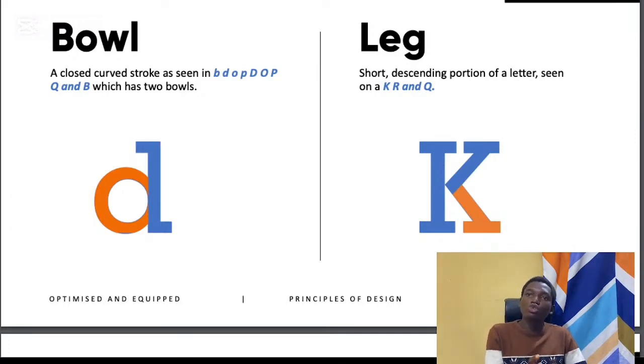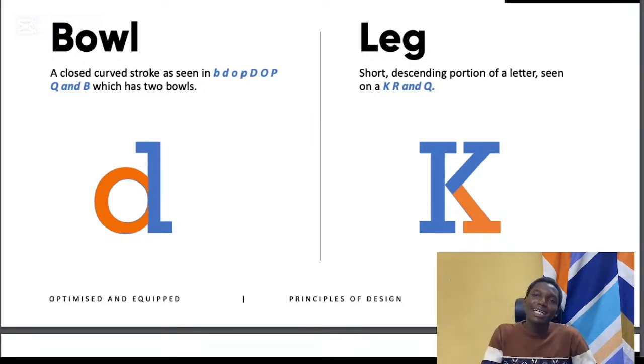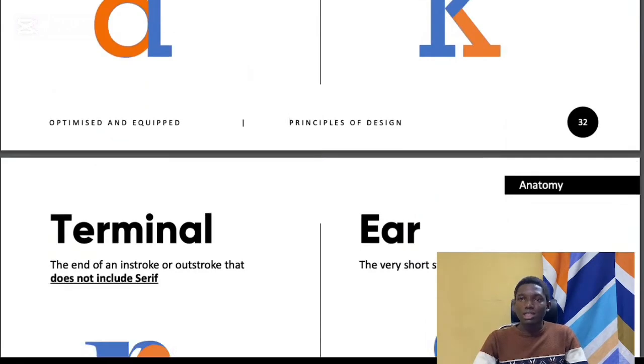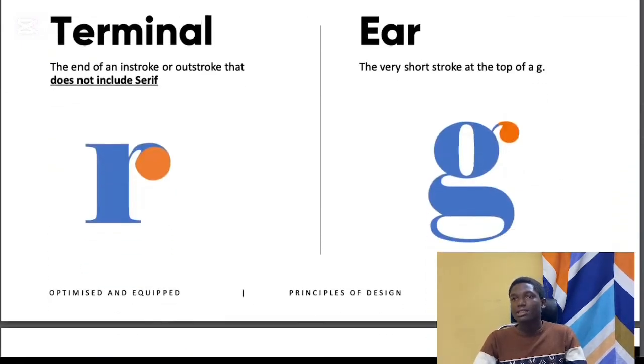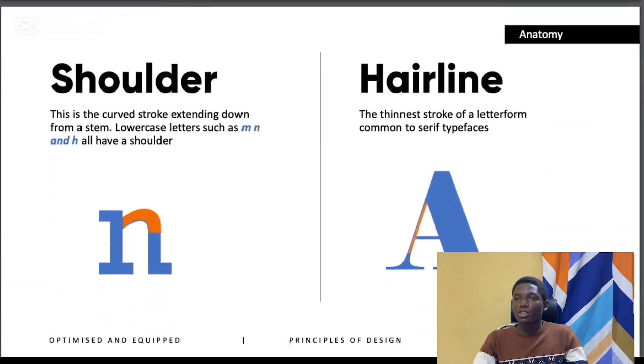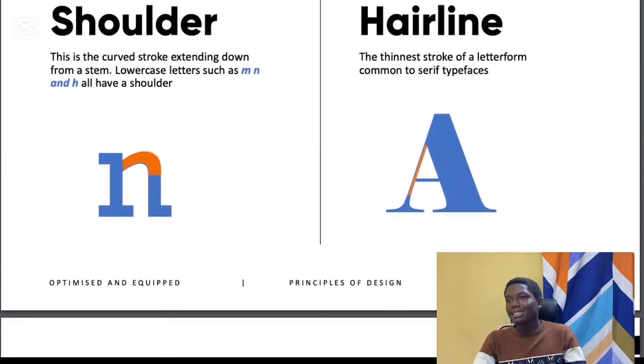And the bowl is for a specific closed stroke added to a particular alphabet. You notice that all these have this kind of rounded stroke, but it's not very radical. These are strokes which you need to understand in typography. You have the terminal and the ear. We have the spine and the arms. You have the shoulders and the hairlines.